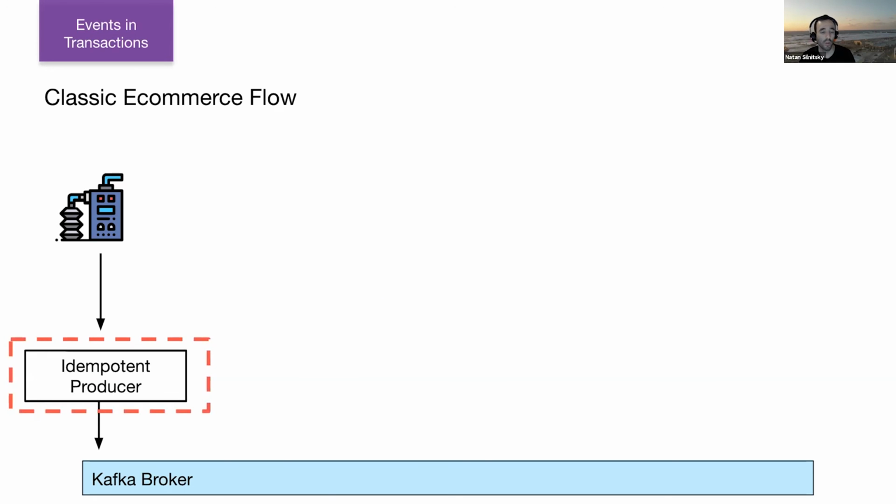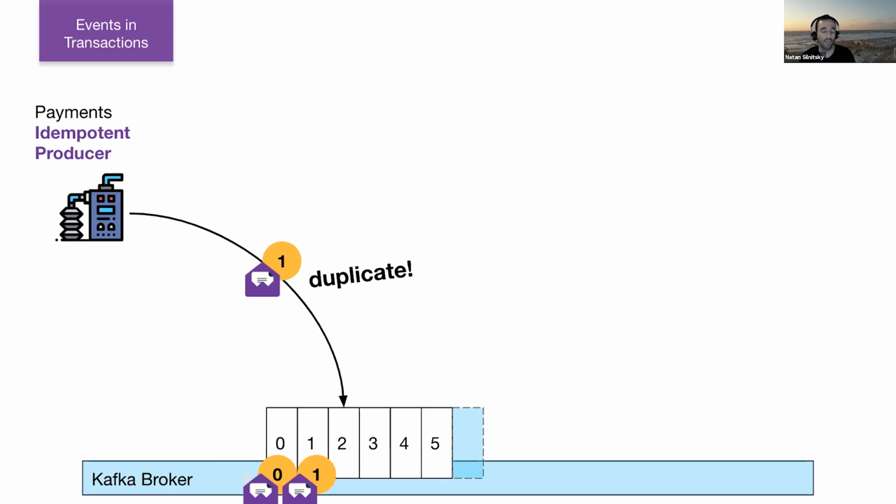So let's see how the idempotent producer works. It produces a message, including the offset. The Kafka broker sees, okay, I got a message. This is offset 0. Great. Now the idempotent producer will increment the offset for the next message, and it will produce it, and the broker says, great, we are getting the message, and it's offset 1.